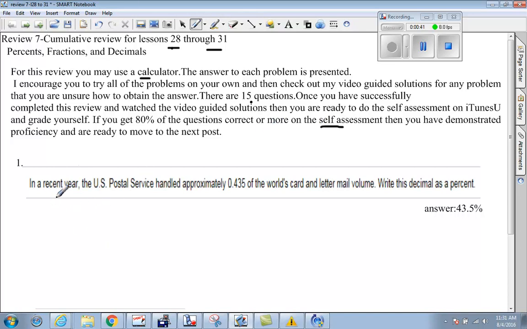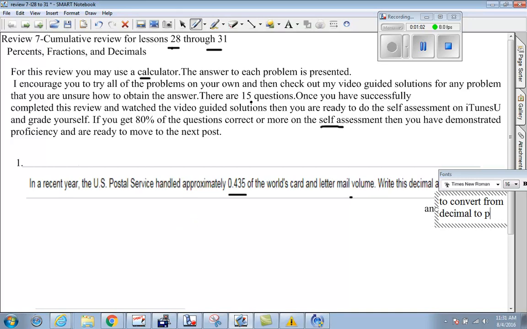Number 1, in a recent year, the U.S. Postal Service handled approximately 0.435 of the world's card and letter mail volume. Write this decimal as a percent. So you're hopefully recalling from our guided notes that to convert from decimal to percent, we simply slide the decimal 2 units right.